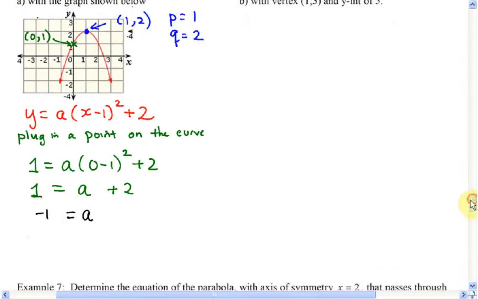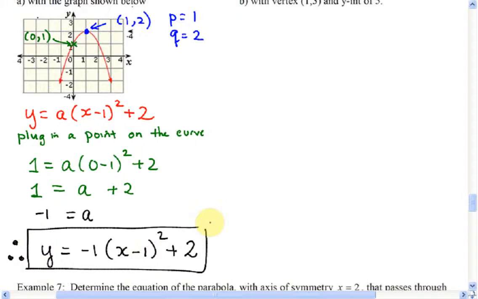And therefore, your equation, once again, and you have to write this out, is y equals negative 1 bracket x minus p, which was the number 1, all squared plus 2. And there you go. That's the equation that corresponds to that picture. That's it. Okay.